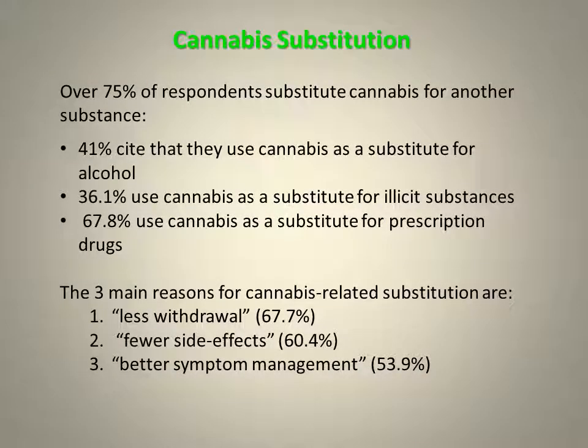Over 75% of respondents report that they substitute cannabis for another substance. 41% cite they use cannabis as a substitute for alcohol, 36% use cannabis as a substitute for illicit substances, and 67.8% use cannabis as a substitute for prescription drugs. The three main reasons cited for cannabis-related substitution in the survey are less withdrawal, fewer side effects, and better symptom management, suggesting that many patients may have already identified cannabis as an effective and potentially safer adjunct or alternative to their prescription drug regime.